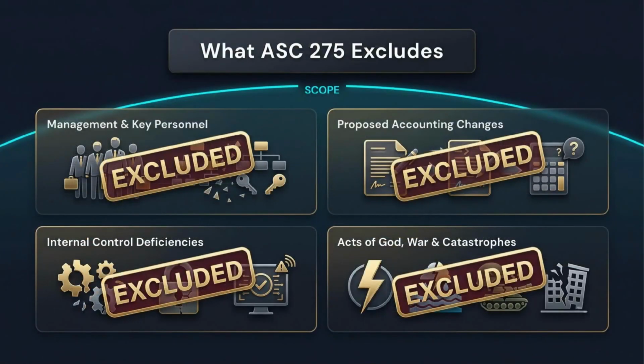Now let us protect the boundary. ASC 275 does not cover every risk just because the word risk appears in the question. Risks related to management or key personnel are excluded. Proposed accounting changes are excluded. Internal control deficiencies are excluded. Possible effects of acts of God, war, or sudden catastrophes are also excluded. Those matters may still be discussed somewhere else, depending on the facts and reporting environment, but they are not ASC 275 disclosures. This is a common exam trap. Do not turn this standard into a catch all risk note.